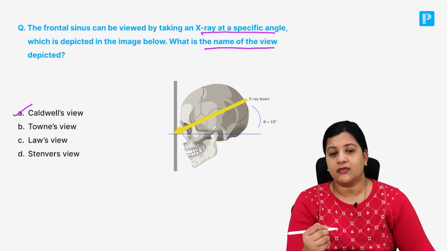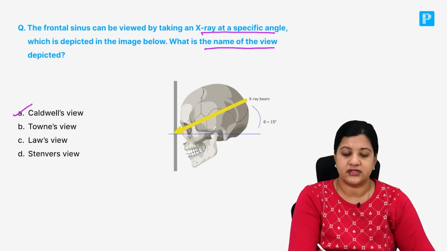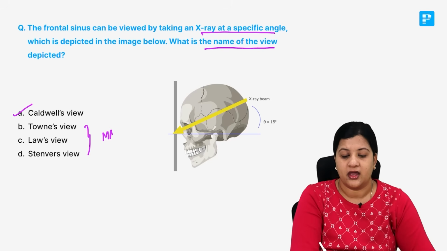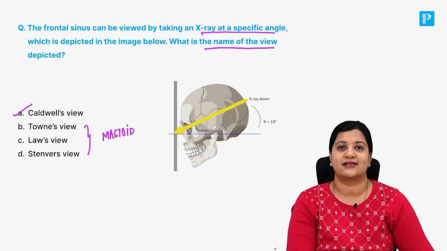What are Towne's view, Law's view and Stenver's view? All of these three views are for the mastoid. We are not using these views for evaluation of the nose and paranasal sinuses.